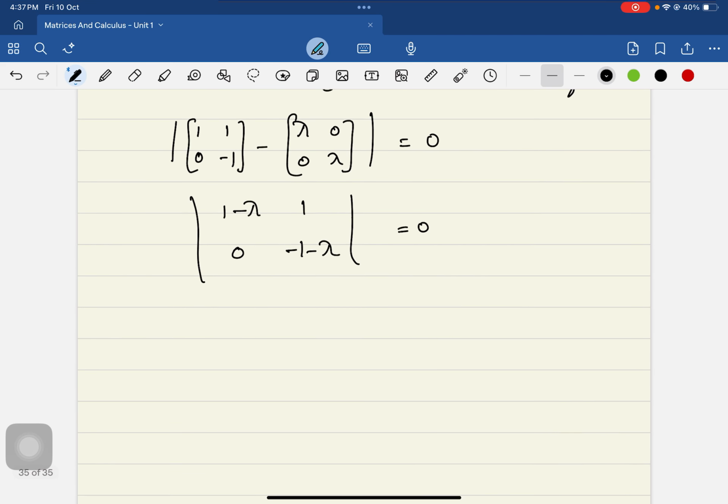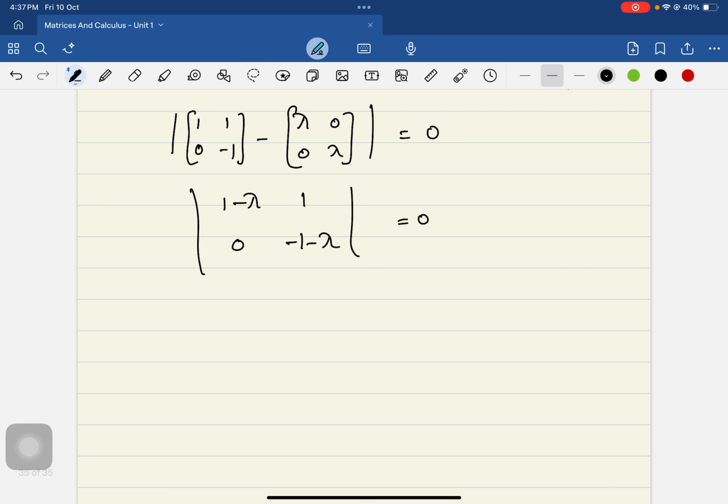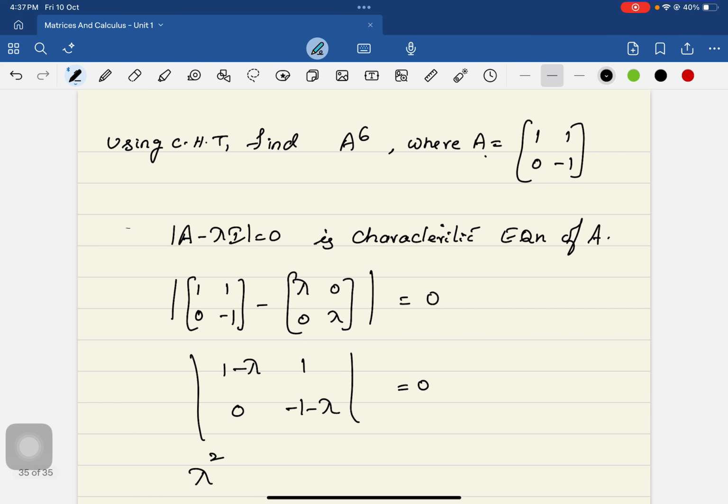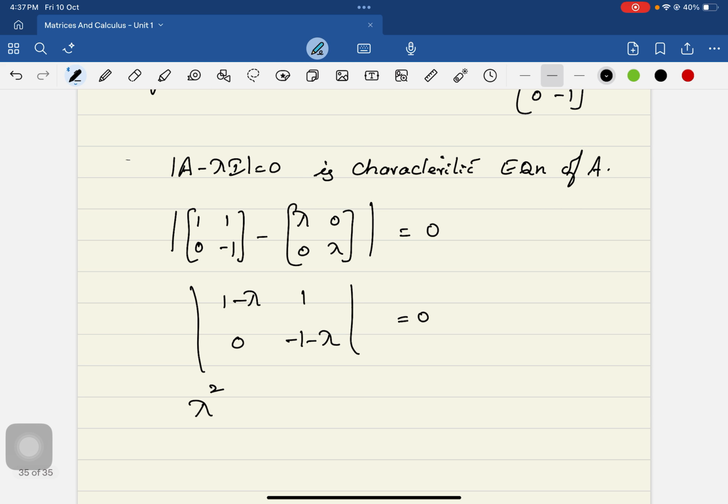Now you can find the determinant of course, but it is easier to understand the shortcut method to find the characteristic equation. Always start with lambda square because it's of order 2 by 2, so the degree of the characteristic equation is 2. First you start with plus and then minus. The trace of the matrix A is the coefficient of lambda. Now the sign is plus, and the constant is the determinant of the matrix A. This is the shortcut method to find the characteristic equation.